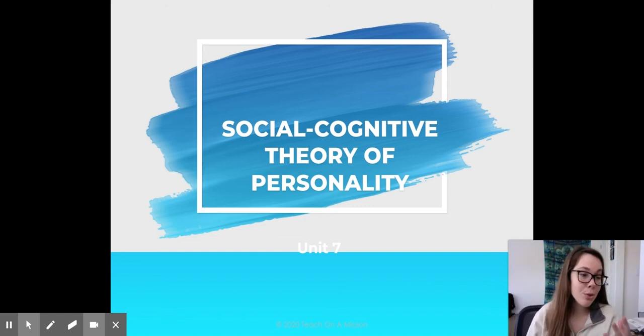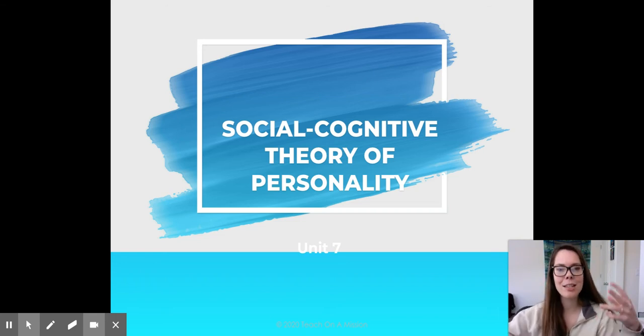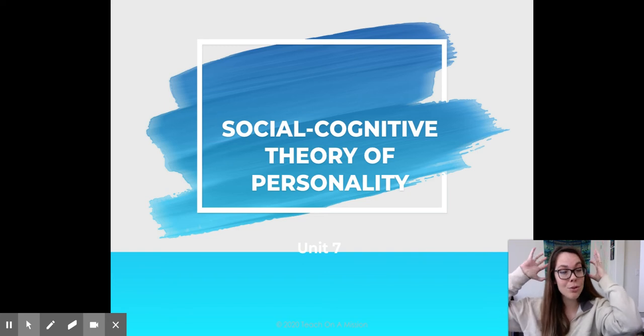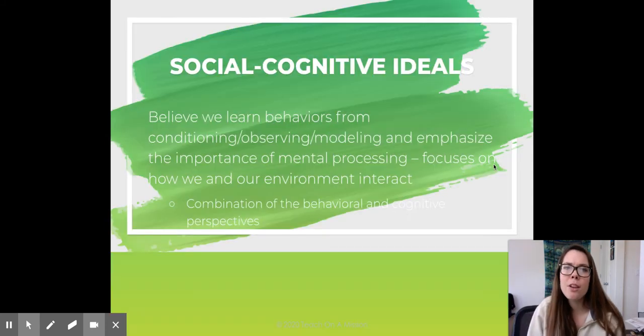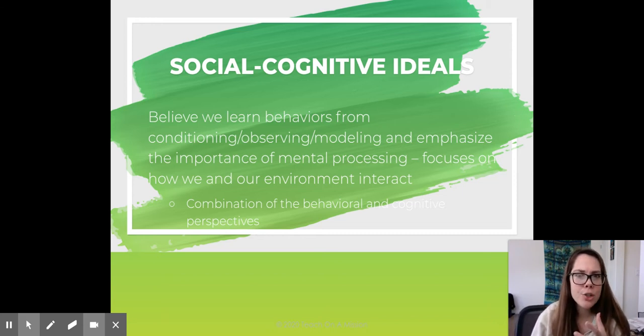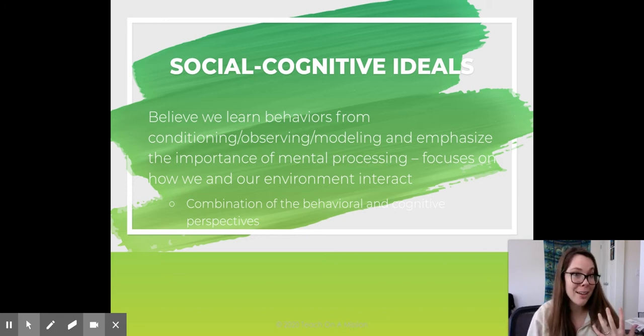Social cognitive theory. We're taking off our psychoanalytical lens, taking off our biological lens, and now putting on our social cognitive, more like social cultural lens. We'll also explore the self as well. This is modules 63 and 64 put together. The social cognitive ideas about personality are that behaviors come from conditioning, observing, modeling, and emphasizing the importance of mental processes. Essentially, it focuses on how we and our environment interact. It's a combination of behavioral and cognitive perspectives.